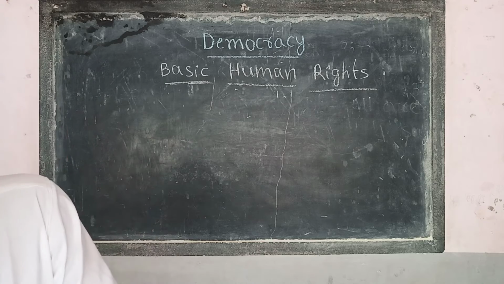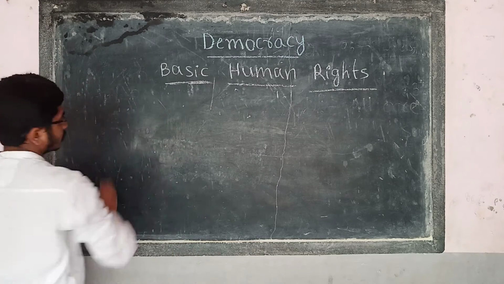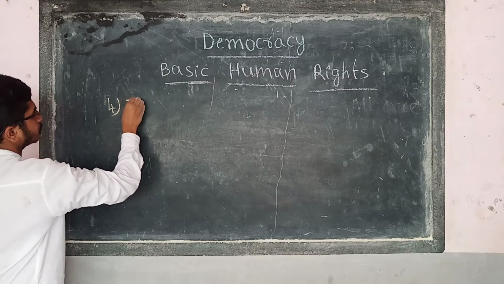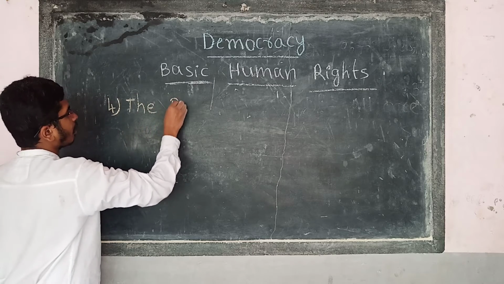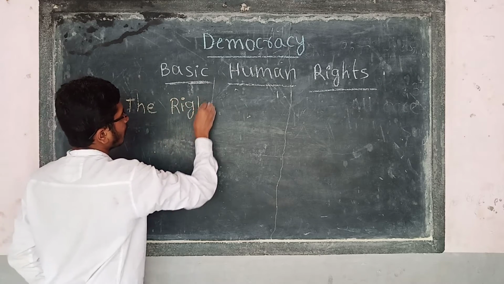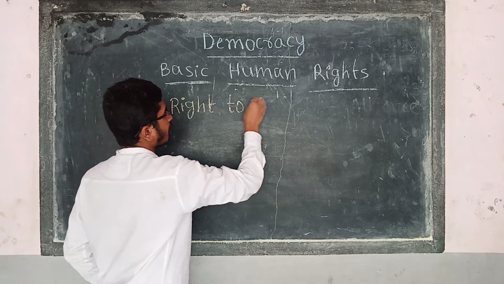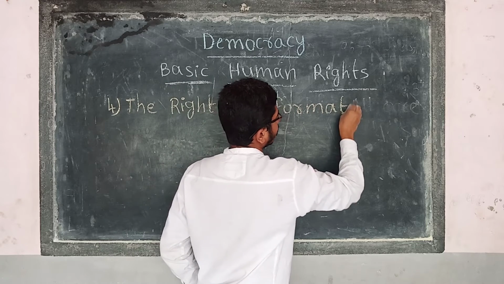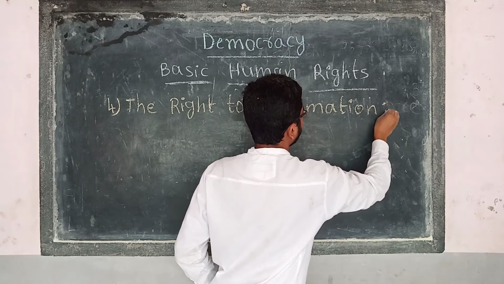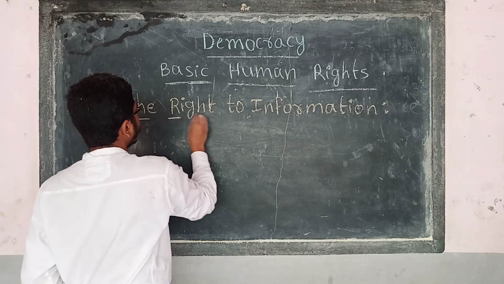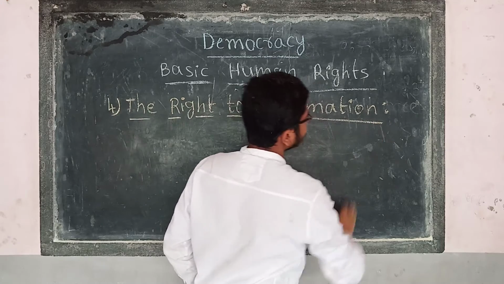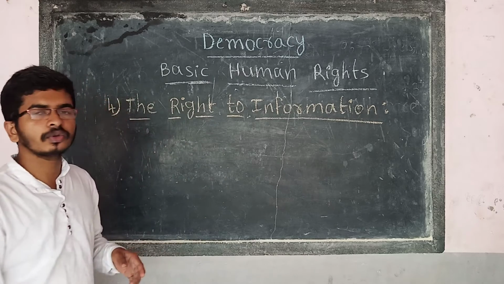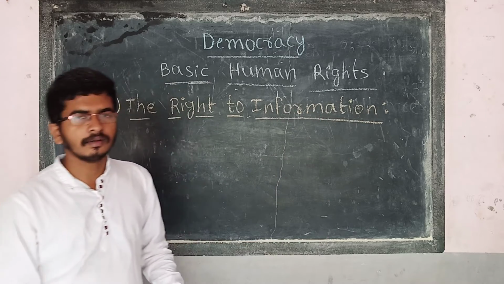So now we'll learn about the right to information. So 3 is completed, right? So the 4th one, right to information. Write the heading, right to information. It's a very important right. Why? Because every right is important, but many people are not using this right to information. So we have to know about it. In future we can also use the right to information.